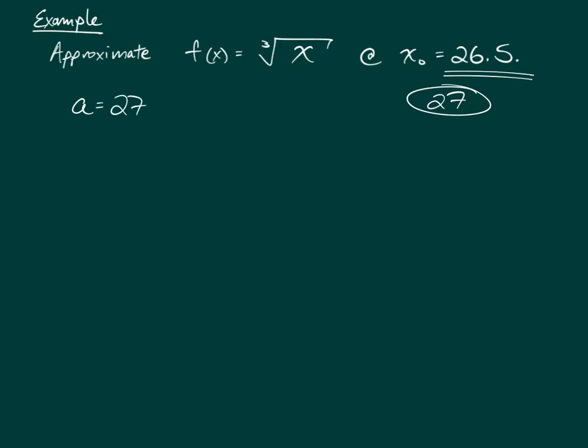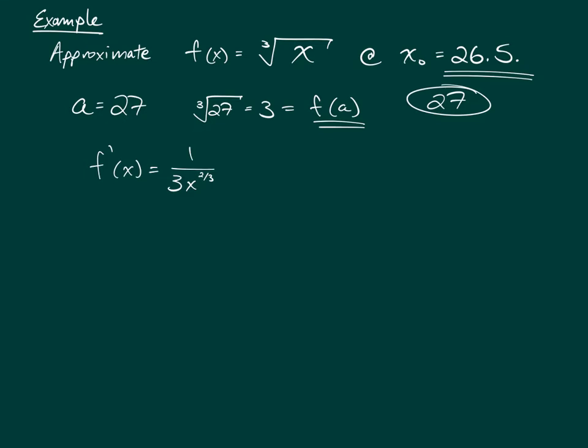Because that is something that we know. We know the cube root of 27 is 3. In fact, why don't we write that? The cube root of 27 is 3. And that, in fact, is f of a, which will come in handy in just a moment. The next thing you want to do is find f prime of x. And that will end up being 1 over 3x to the 2/3 power.